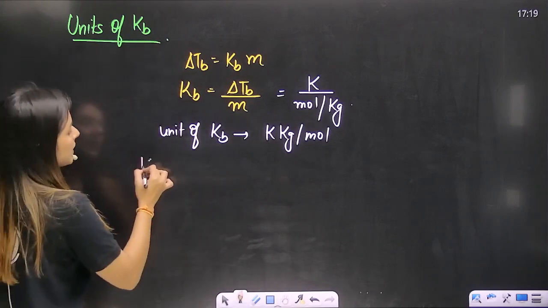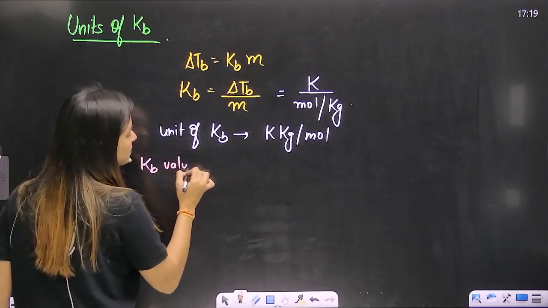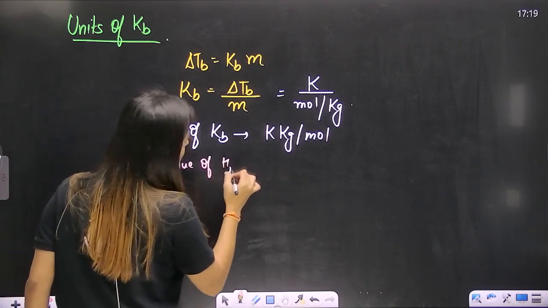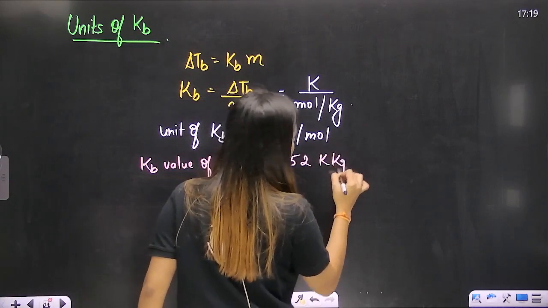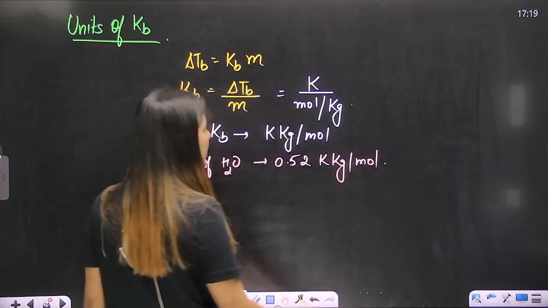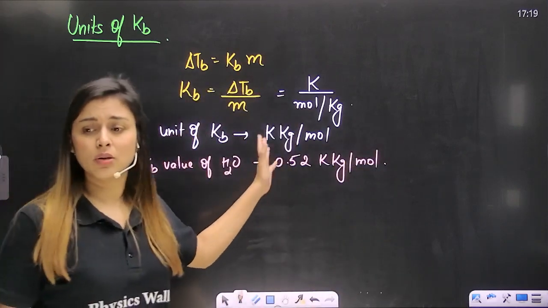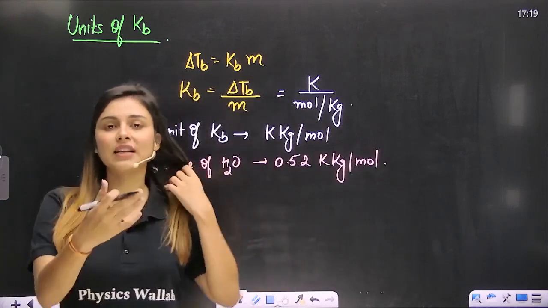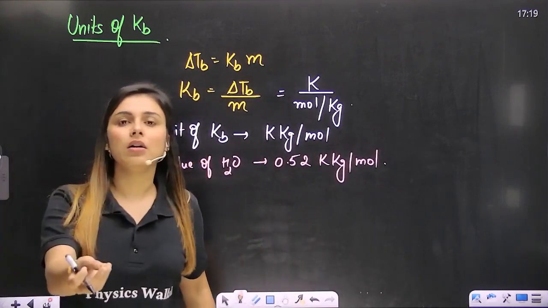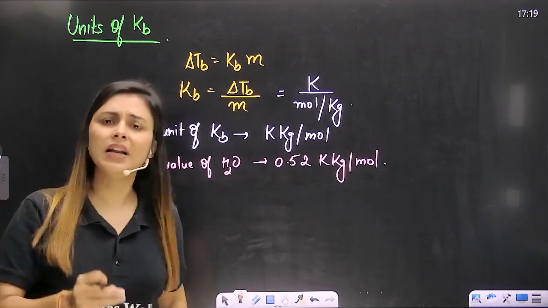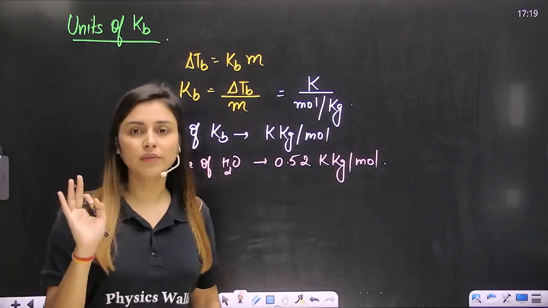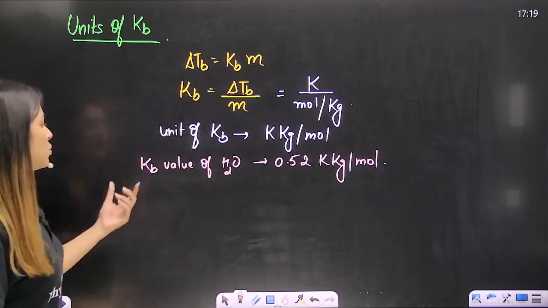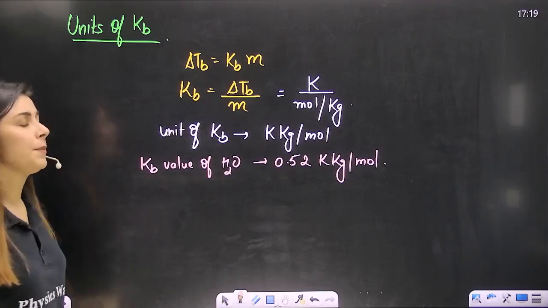For example, the Kb value for water is 0.52 Kelvin kg per mole. This is the example, same as water. Different solvents, for example benzene or ethanol, any solvent will have its Kb value and it will be given to you in the question. Don't worry. Okay, so this is the thing which you need to understand about Kb.